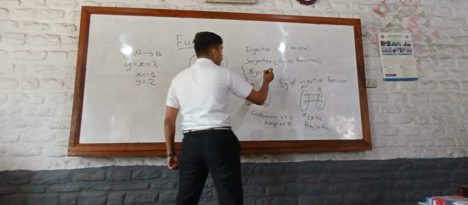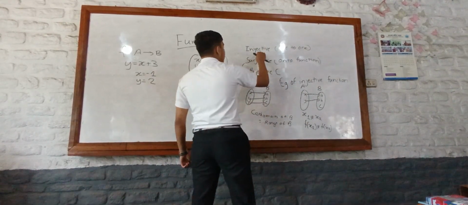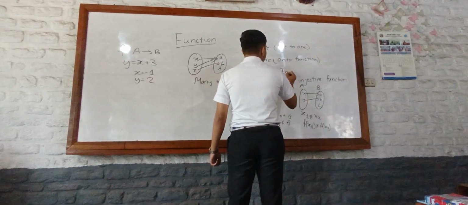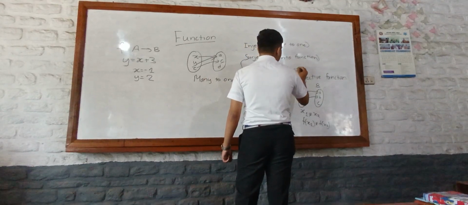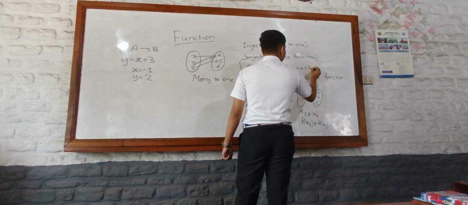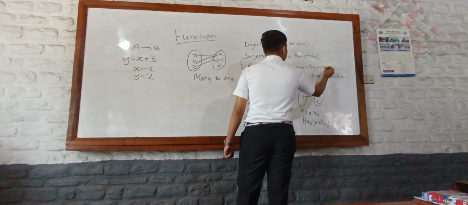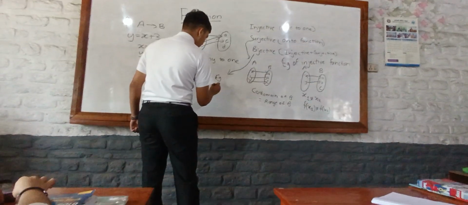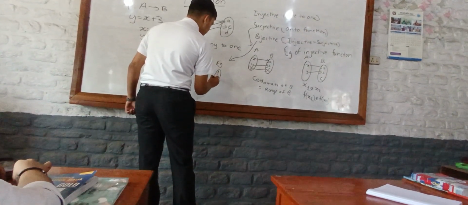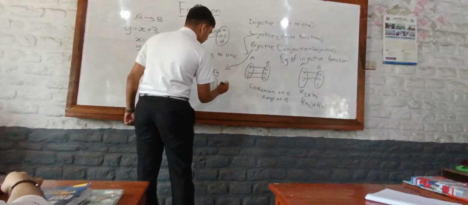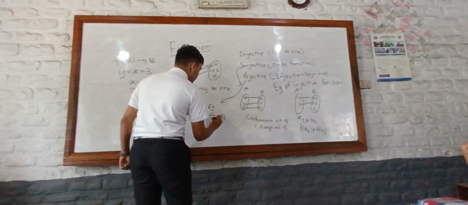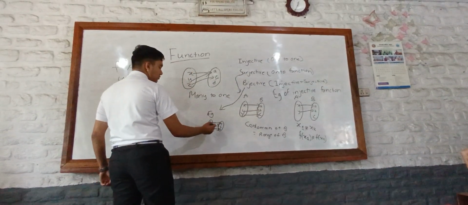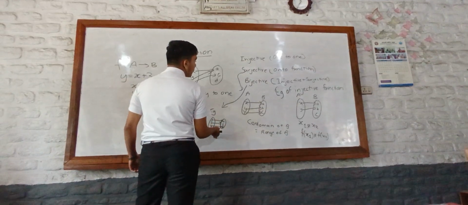Now comes the bijective function. This is a function that is both injective and surjective, like a union of both. For this we can take an example like 1, 2, and 3 associates with 4, 5, and 6. This must be onto as well as one-to-one. So this is a one-to-one function and this is also an onto function. So we can say this is bijective.